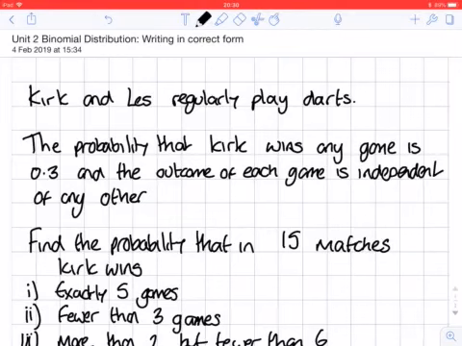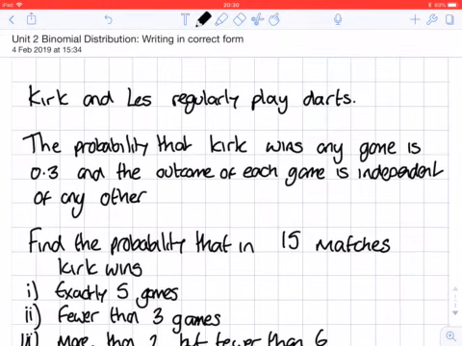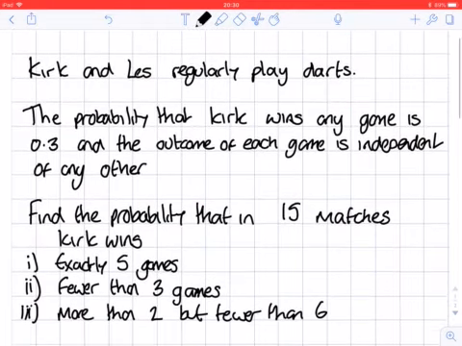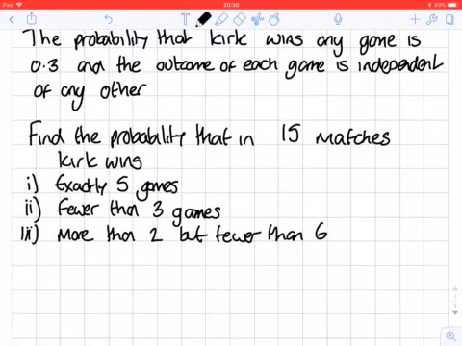So in this video I'm just going to show you how we calculate with the binomial distribution and how we set the questions out. So I'm going to use a very straightforward question. We've got Kirk and Les, who regularly play darts. The probability that Kirk wins any game is 0.3 and the outcome of each game is independent of any other.